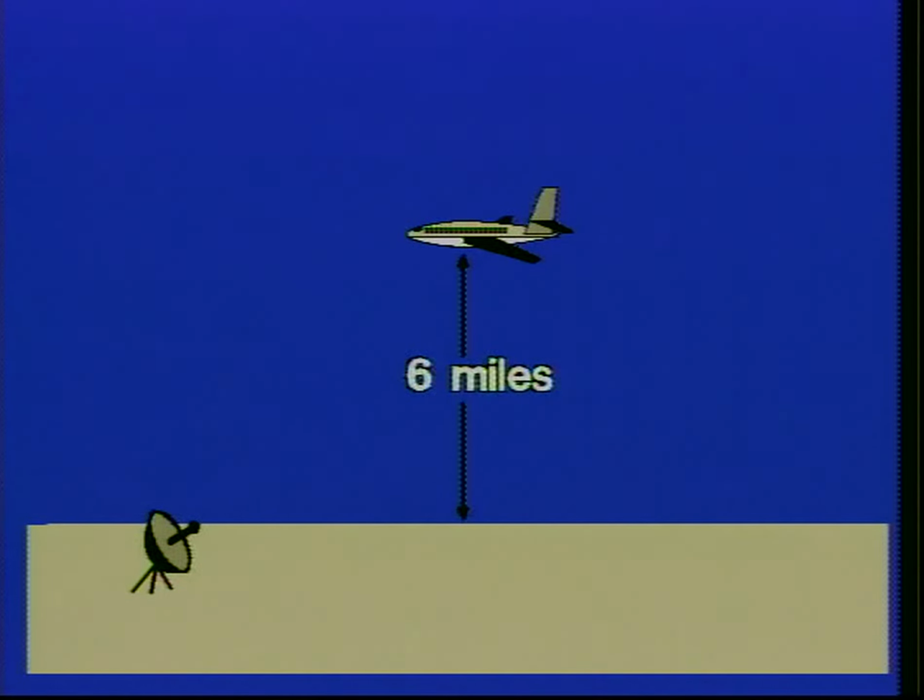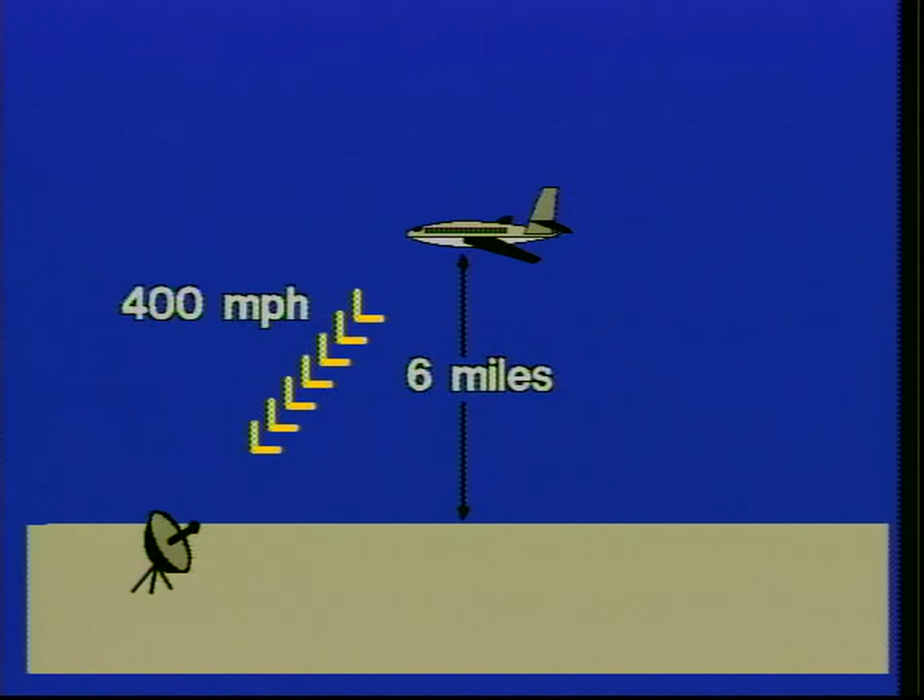Here's a diagram. Here comes the airplane, and at this one moment in time, the airplane is 6 miles high, and it is approaching the radar unit at 400 miles per hour. So that distance is decreasing at 400 miles per hour at the moment when that distance is exactly 10 miles.